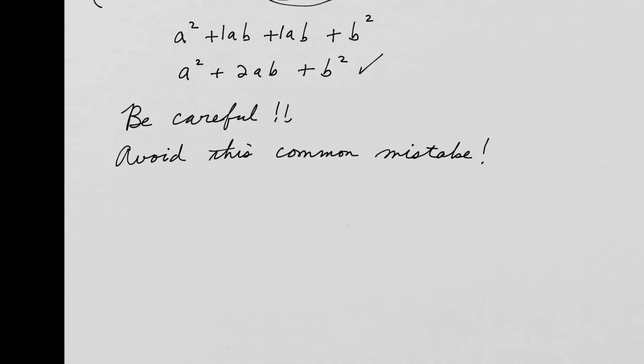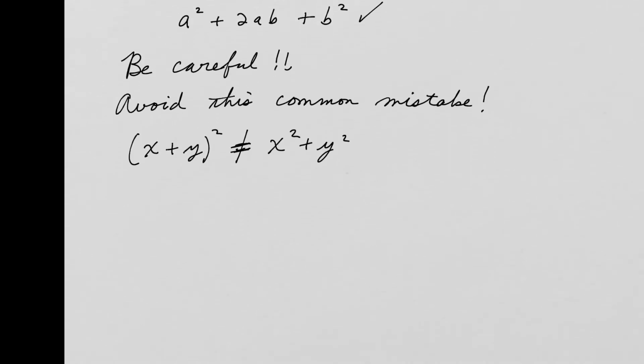A lot of times people will say, if I have (x + y) squared, that's just equal to x squared plus y squared, right? But this is not true. This is not equal. It's wrong. What is (x + y) squared equal to? Well, you could use the formula that we just learned, or you could actually multiply this out. Remember, this means (x + y) times (x + y).